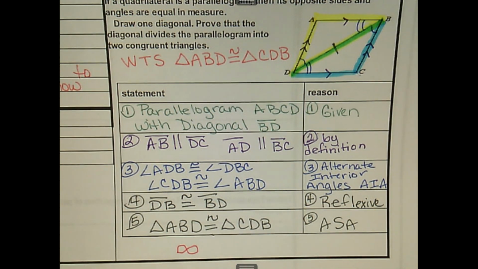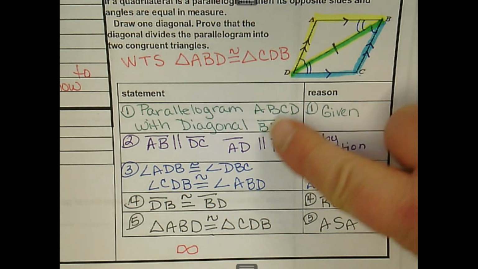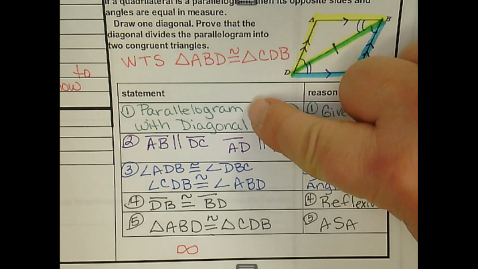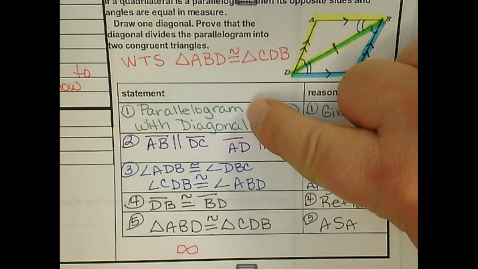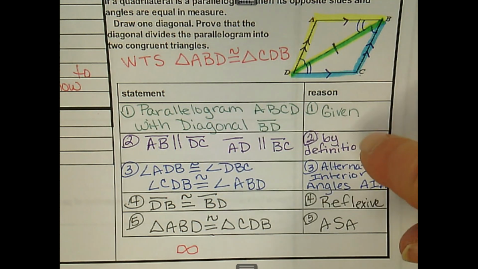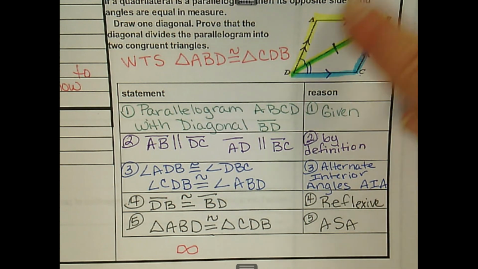As you set up the proofs, look at what you're given. When I looked at what I was given, I'm given this parallelogram. So immediately I start thinking, what does parallelogram mean? Well, we've got parallel lines, parallel sides. So by definition, I can use that. Okay, I've got those parallel lines.